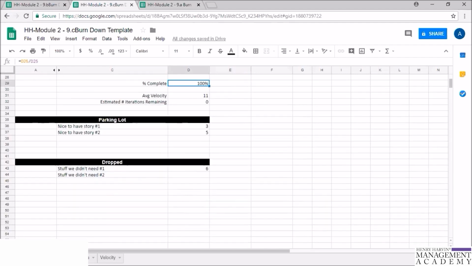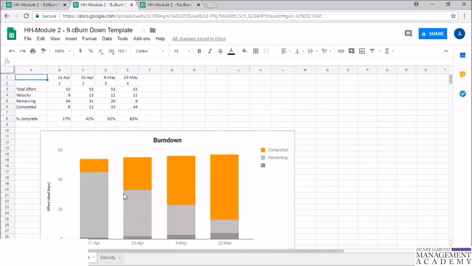Average velocity, let's not take into consideration. Now go to sprint data. What the sprint data is saying is that on 4th of April, total effort required is 53. This is the first sprint. Velocity of the team is 9 because they have burned 9 story points. The remaining is 45 because they have burned 9. Now remaining is 44 and the completed is 9.